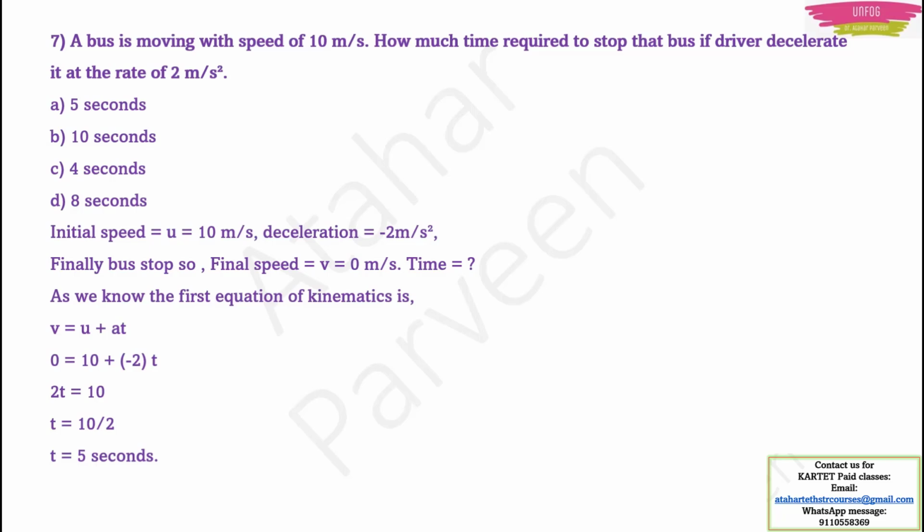First they have given us initial speed, which will be u, that is 10 meter per second. And acceleration is given as 2 meter per second square. But the bus driver is stopping the bus. He is trying to stop the bus, means he is reducing the velocity of the bus. That's why we call it deceleration, and that's why we will put a minus sign for that acceleration, because deceleration is nothing but negative acceleration. Minus 2 meter per second square.